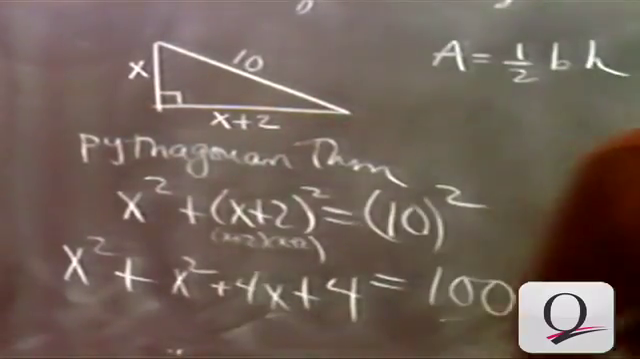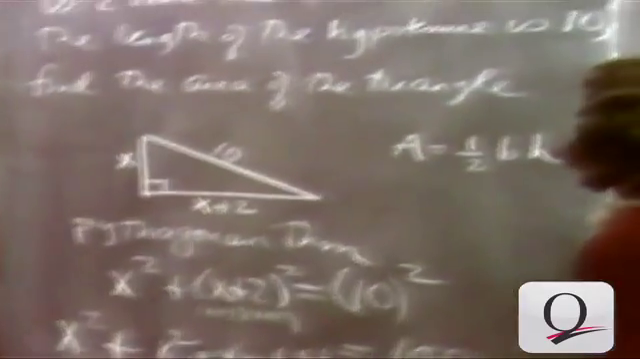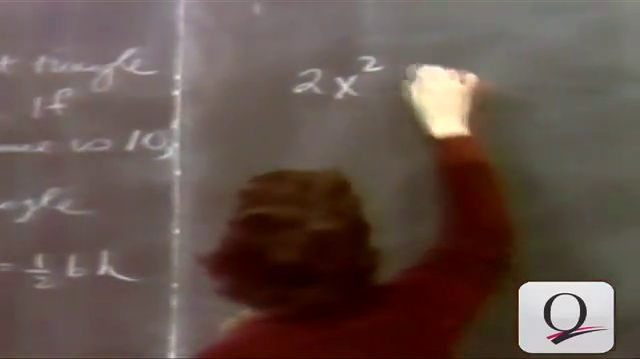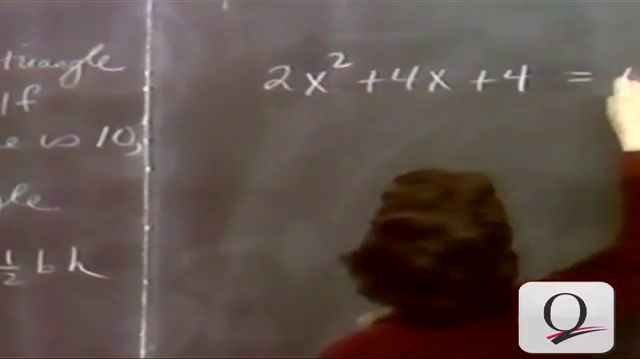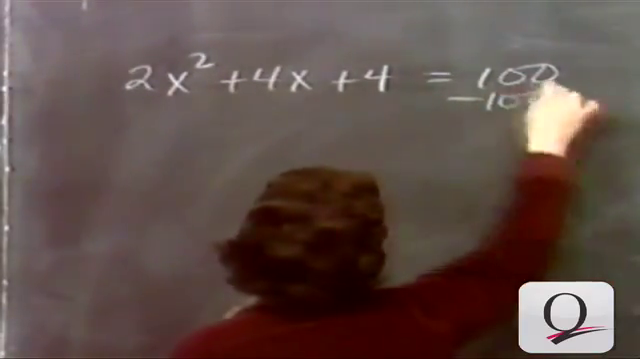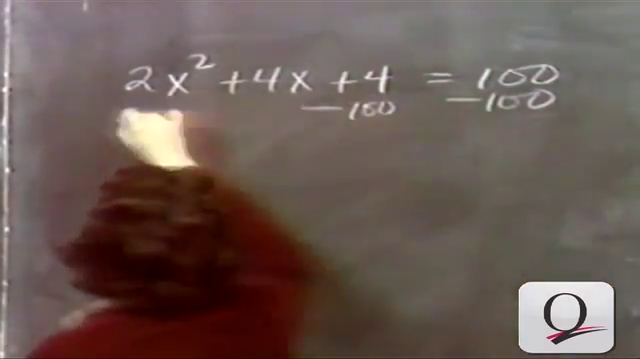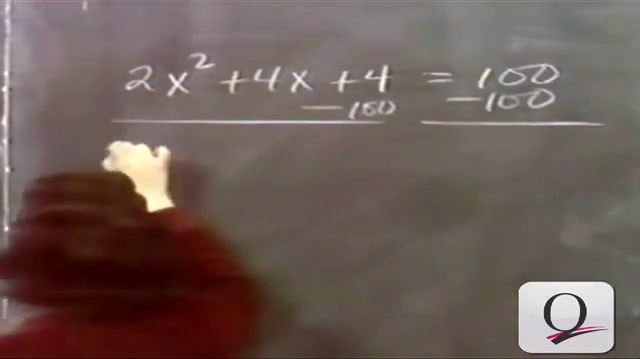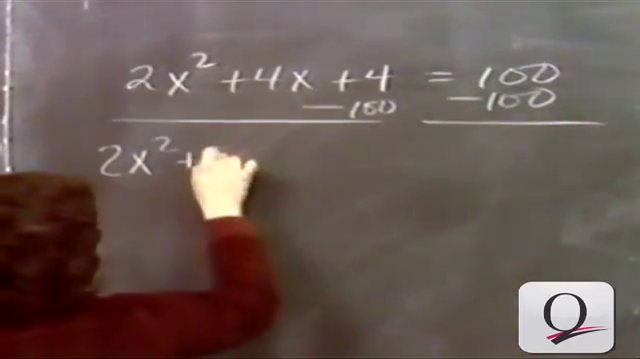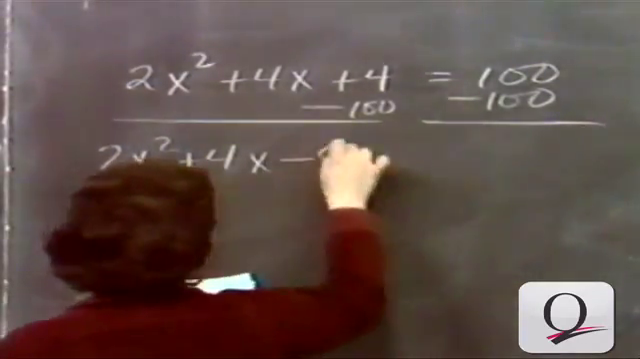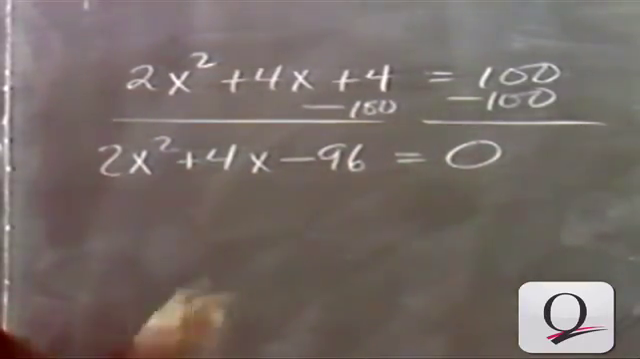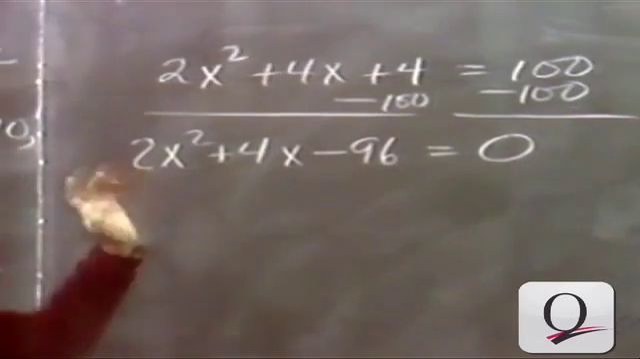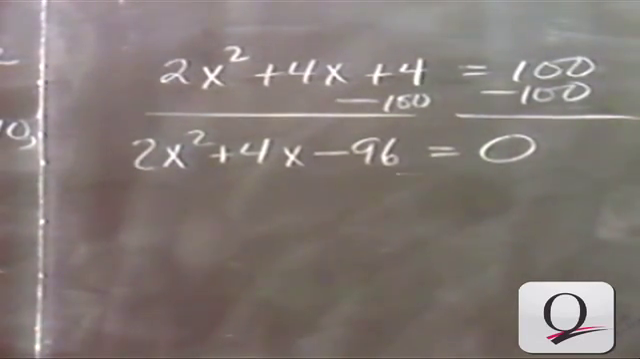Combining the X squared terms on the left, we have X squared plus X squared, 2X squared plus 4X plus 4 equals 100. Let's subtract 100 from both sides of the equation. 2X squared plus 4X minus 96 is equal to 0. We have a quadratic equation, everything on one side equals 0. We are going to solve this quadratic equation.